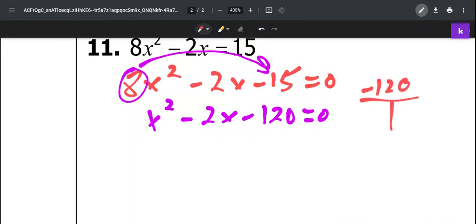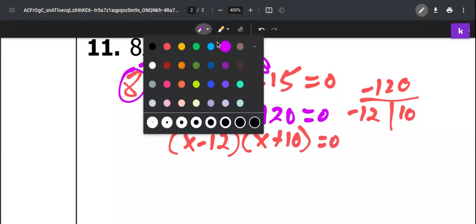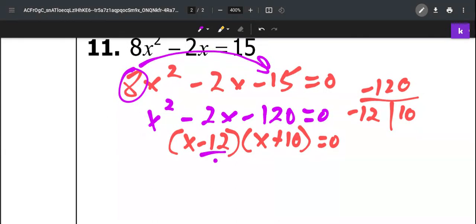I want to multiply to get negative 20 and add together to get negative 2. So that'd be negative 12 and 10. So x minus 12, x plus 10. Now this is where I come back and divide by that 8. That 8 I multiplied at the beginning. Now is where I come back and divide it.